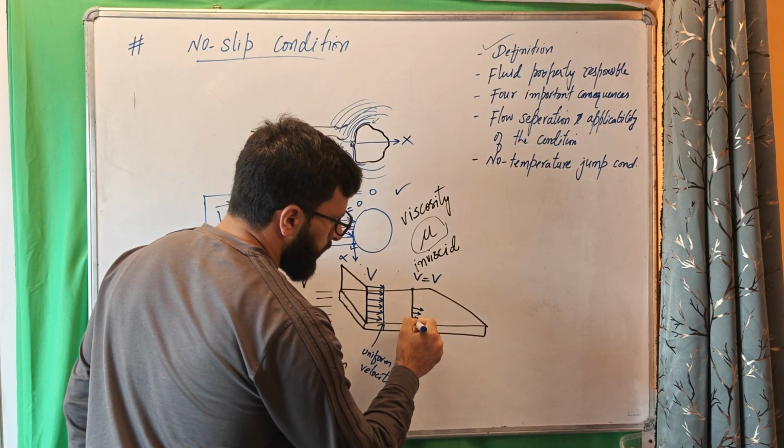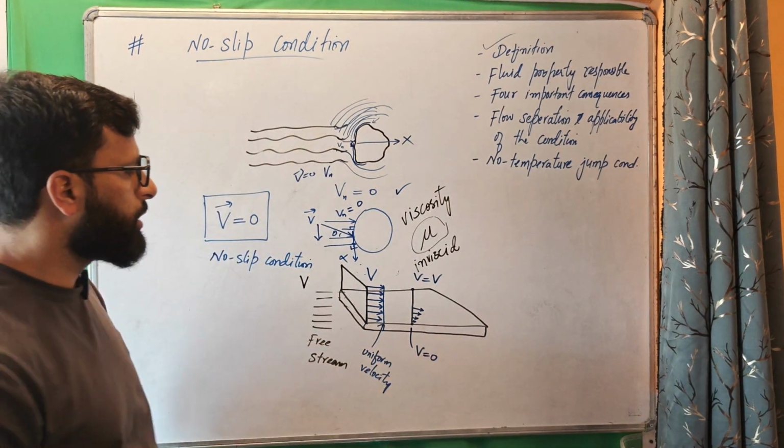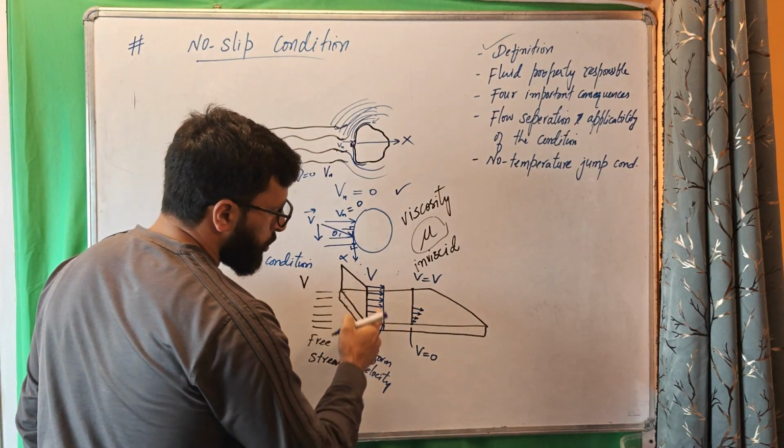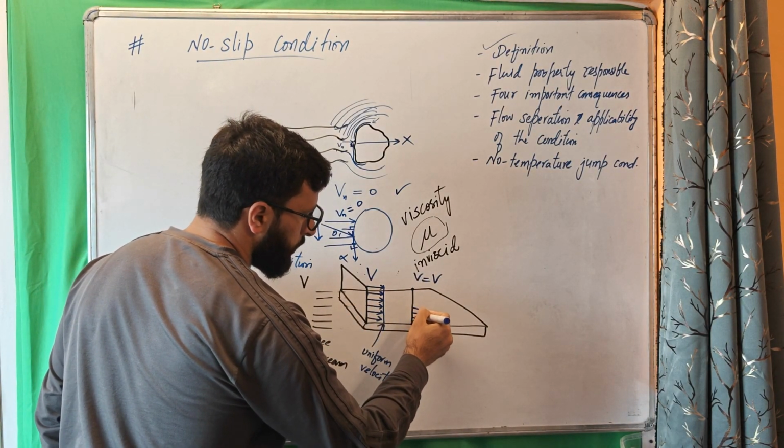And we see that the first consequence of this no slip condition is that instead of this normal velocity profile, we get this.